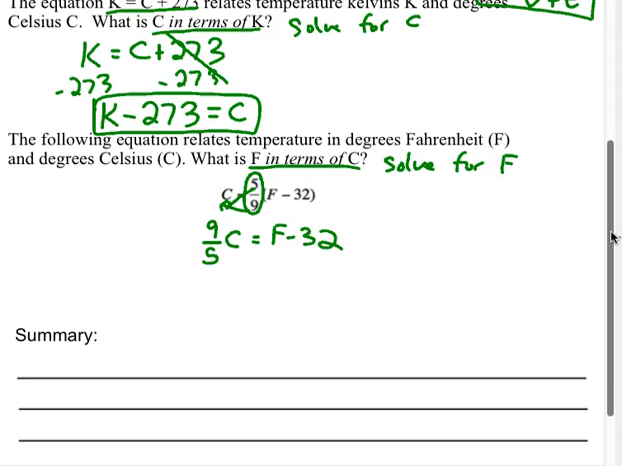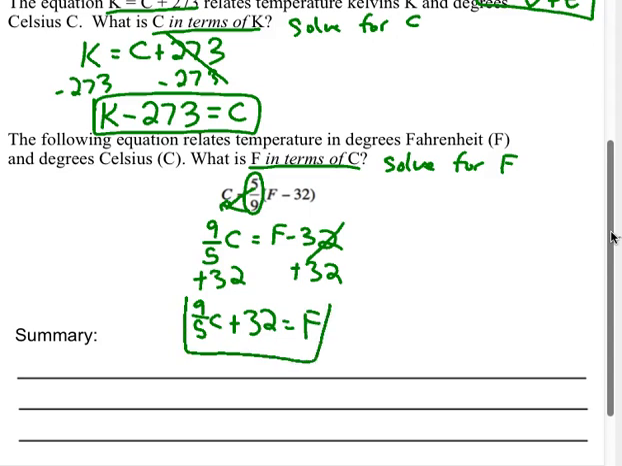If you did distribute it, that would be totally fine. There's nothing wrong with that. But I think it'd be hard to distribute in a fraction. It wouldn't be that user-friendly to us, okay? Now I still have to get F by itself, so I'm going to add 32 to both sides. So I'm going to have 9/5 C plus 32, and that gives me a way to find Fahrenheit in terms of Celsius.